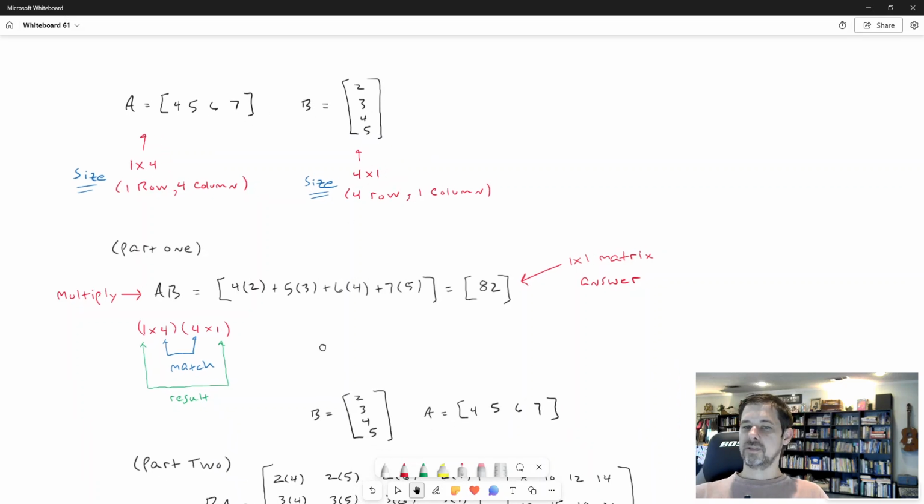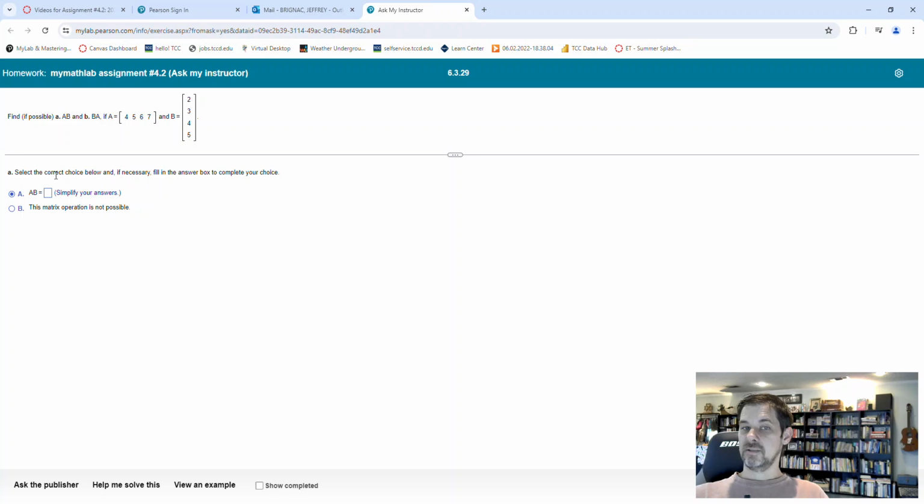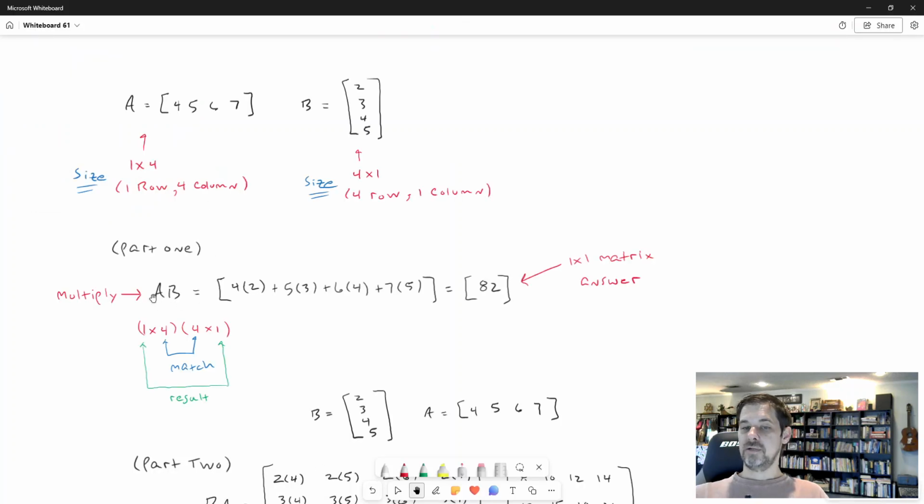Now, if I'm going to multiply A times B, first there has to be some compatibility between them. Notice that in the question it says find or multiply if possible. So it's not like you can multiply any two matrices. They have to be compatible for multiplication. Here's what I mean by compatible. So matrix A is 1 by 4. Matrix B is 4 by 1. These numbers in the middle have to match. They have to be the same number. Notice that in this case, they're both 4s. And so that makes the multiplication possible.